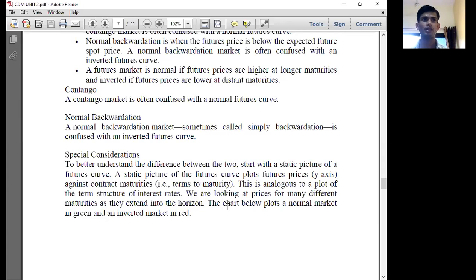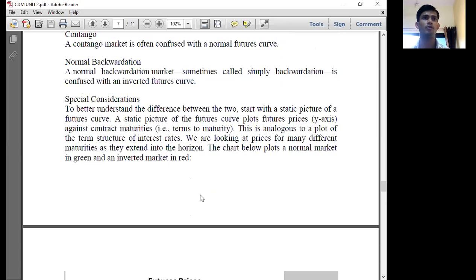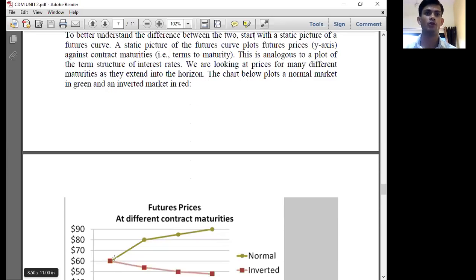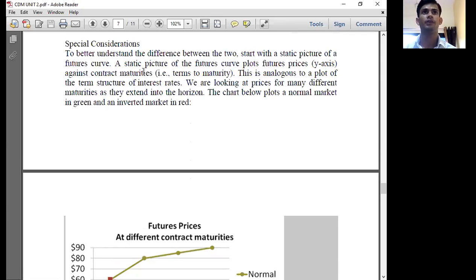Okay. Then the spatial concentration. What is the concentration time of the calculation? To better understand the difference between the two, start with the static features of the future curve. In the future curve plot, the future price is on the y-axis. Consider one graph here. The future price is calculated in the graph on the y-axis. Then the static futures curve is plotted on the y-axis against the contract maturity.